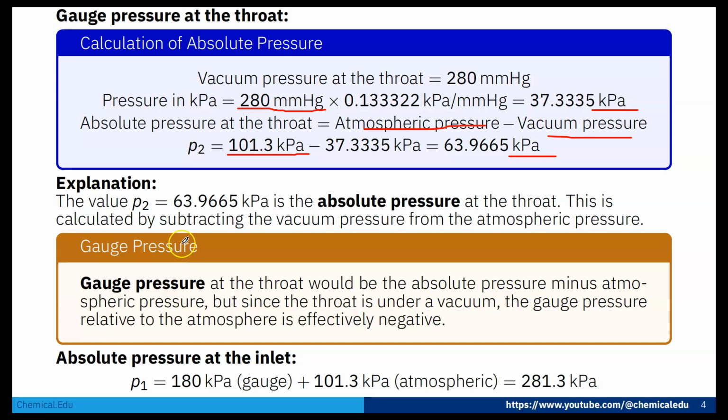Now gauge pressure at the throat would be the absolute pressure minus atmospheric pressure, but since the throat is under a vacuum, the gauge pressure relative to the atmosphere is effectively negative. Now absolute pressure at the inlet, so P1 is 180 kilopascal gauge plus 101.3 kilopascal atmospheric pressure, so that is 281.3 kilopascal. So now we know P1 and P2.